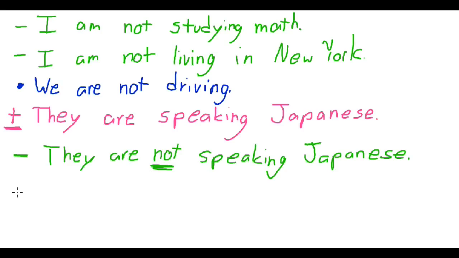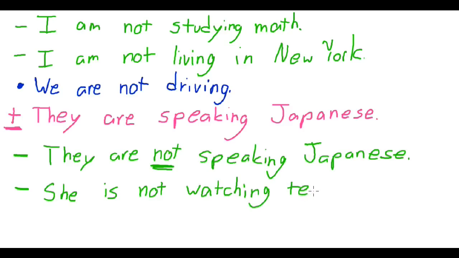Okay? So let me give you another negative example. She is not watching television. She is not watching television, correct? Now we can change this. She is not watching television. But what if I want to know what is she doing? She is not watching television, period.